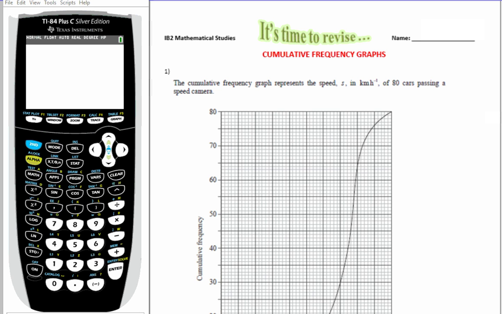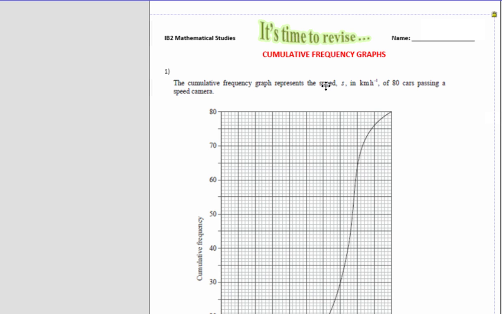So the first question is, and have your GDC ready of course, the cumulative frequency graph below represents the speeds in kilometers per hour, so kmh to the minus 1 means kilometers per hour, of 80 cars passing a speed camera. So notice, where does the cumulative frequency graph finish? That's right, it finishes at 80.